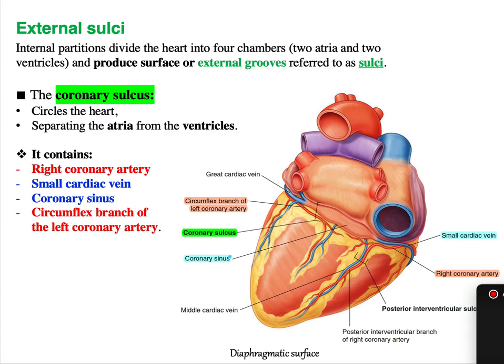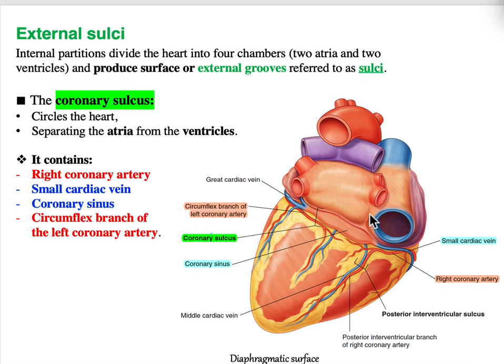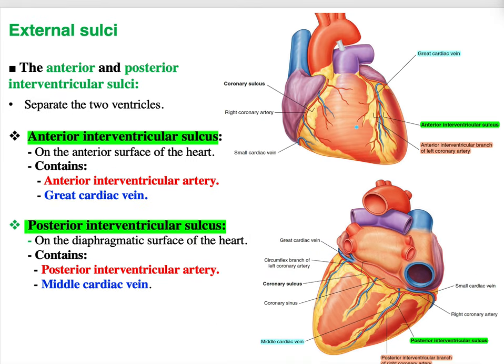We mentioned at the beginning of the lecture that the heart is divided into four chambers. These chambers include right atrium, right ventricle, left ventricle, left atrium. So we have right atrium, left atrium, right ventricle, left ventricle.